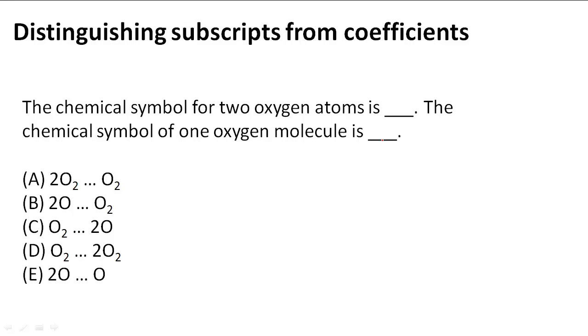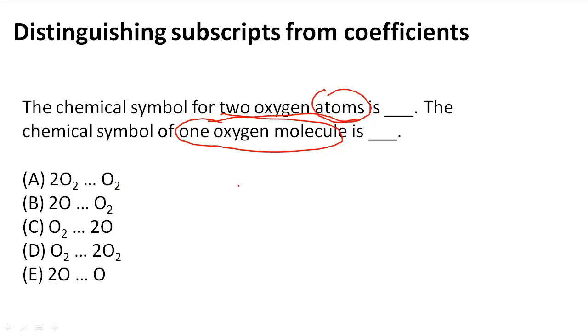Distinguishing subscripts from coefficients. It's very important that we understand the difference between subscripts and coefficients in a chemical equation. In this problem it says the chemical symbol for two oxygen atoms, so we have to be very careful when we read this. Two oxygen atoms is what? And the chemical symbol for one oxygen molecule is what?